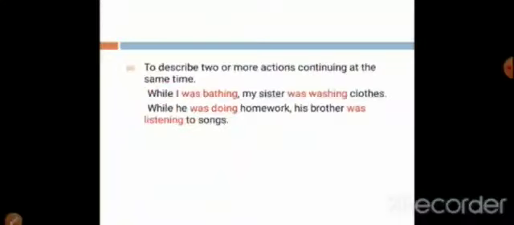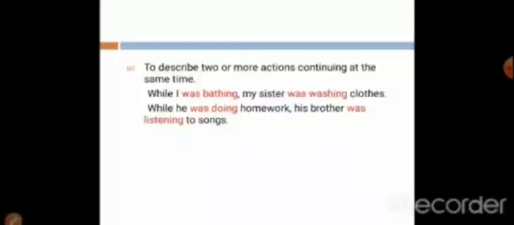It is also used to describe two or more actions continuing at the same time. So time is the same, but actions are by different people. While I was bathing, my sister was washing clothes. So what I was doing, I was bathing, and what my sister was doing, she was washing clothes. So it is the same time, but actions are two or more.